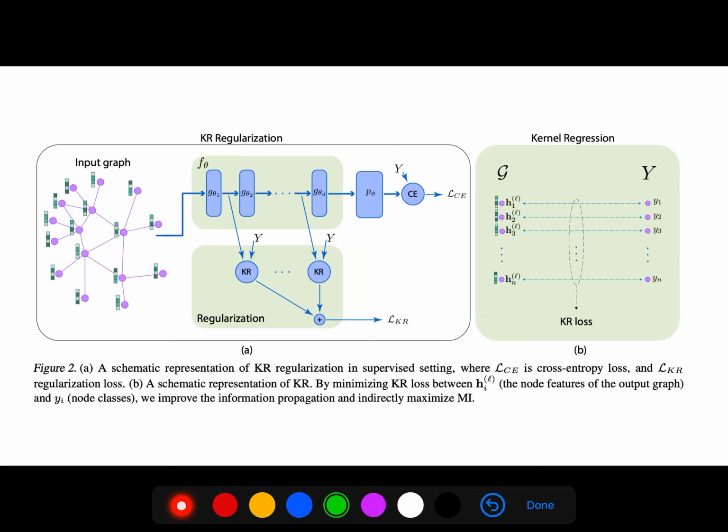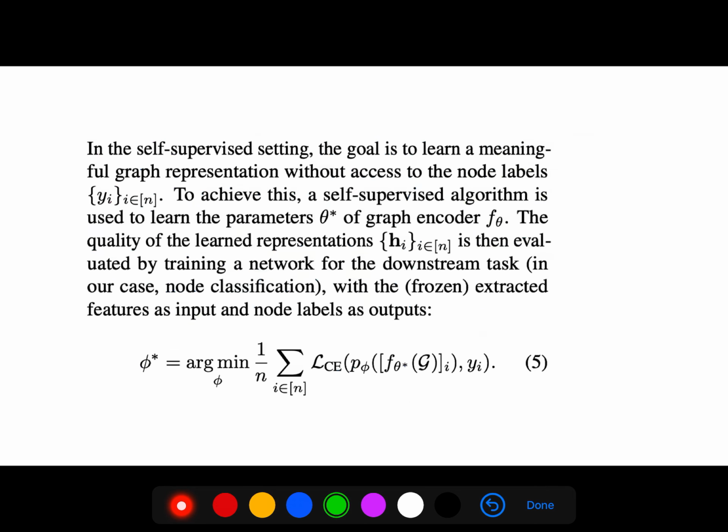So the architecture is like this. And in B, it shows that we minimize the KR loss between H_i of L, the node representation of the output graph, and Y_i. We have node representation H and also the label Y. So what is the relationship between them? In the self-supervised setting, the goal is to learn a meaningful graph representation without access to node labels. To achieve this, a self-supervised algorithm is used to learn the parameters of the graph encoder. The quality of the learned representations is then evaluated by training a network for the downstream task, with the frozen extracted features as input and node labels as outputs.